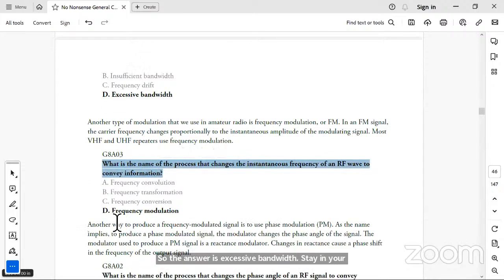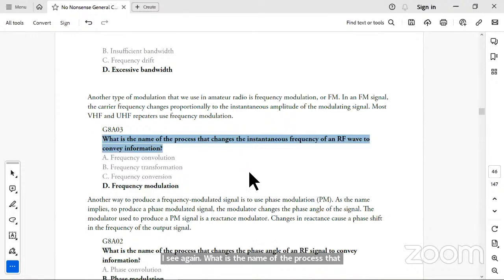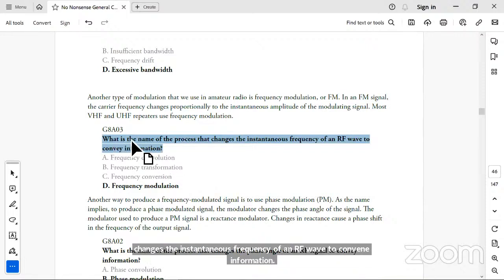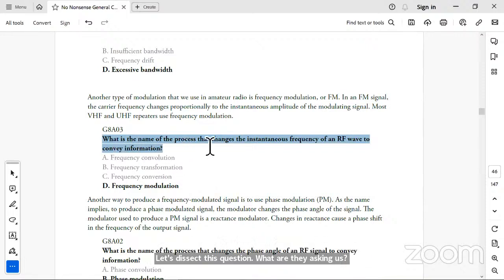All right. What is the name of the process that changes the instantaneous frequency of an RF wave to convey information? Let's dissect this question. What are they asking us? What is the name of the process? But for what? It changes the instantaneous frequency of what? Of a radio frequency wave to convey information, right? So we're not talking about changing the amplitude. We're not talking about changing the phase. We are talking about changing the frequency. So what kind of modulation will it be? It will be frequency modulation.